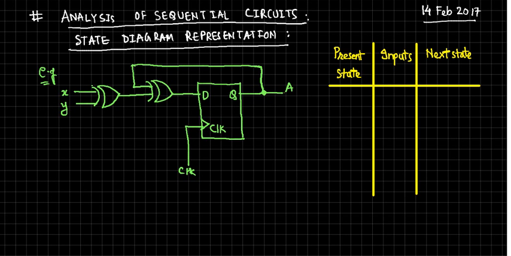Now what is the present state? I am writing state in the sense of what is the present condition of this circuit, in the sense what is the present condition of this A. A is the output here, so the present state of A. What are the inputs? Inputs are X and Y. The next state I'm denoting by A plus. It will tell you the next state.